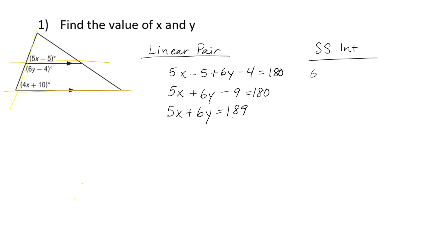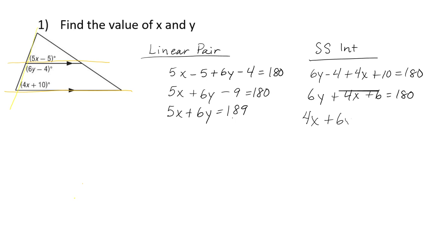So I could use 6y minus 4 plus 4x plus 10 equals 180. And I can simplify that as well. So I have 6y plus 4x plus 6 equals 180. And just to be consistent, I'm going to write this so that my x's are first. So I have 4x plus 6y, and I'm going to subtract 6. So I have 174.